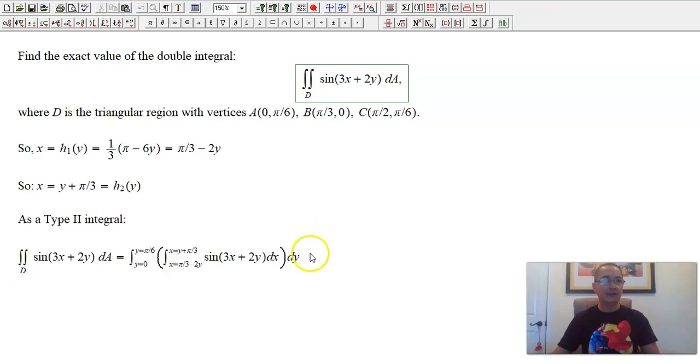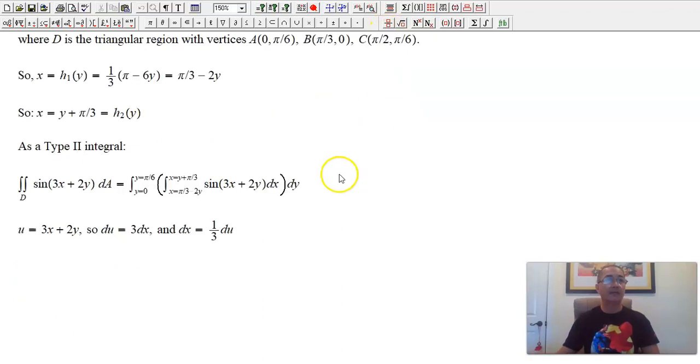Shall we get the antiderivative on the inside? We have a dx here, so we will integrate with respect to x. Consider 2y, y is a constant. So what's the antiderivative? We will use u equals 3x plus 2y. So du is 3dx, and dx is 1/3 du. We want an antiderivative for sine of u times 1/3 du.